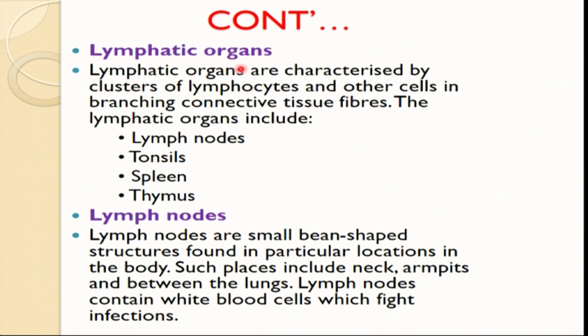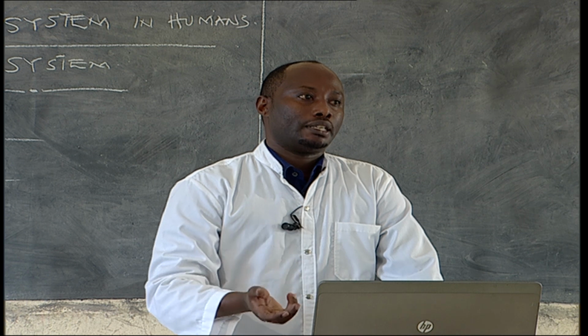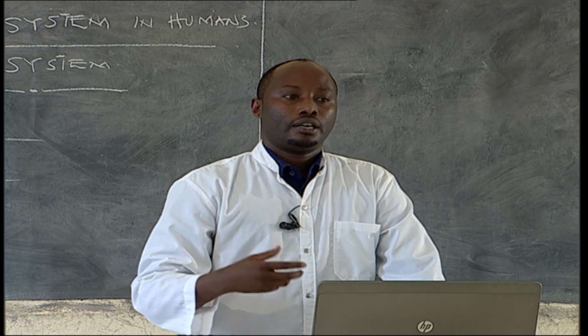I mentioned that the lymphatic organs are characterized by clusters of lymphocytes and other cells and a branching of connective tissue fibers, and they include the lymph nodes, tonsils, spleen, and thymus. All these are very important in protecting the body against infections. These organs release lymphocytes, which protect the body against infections from bacteria, viruses, fungi, and so on.